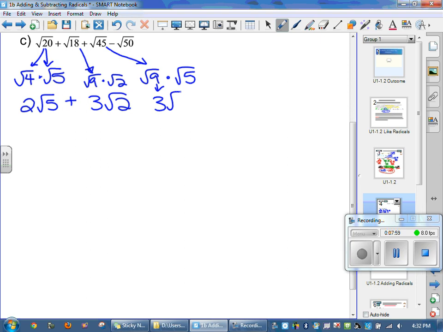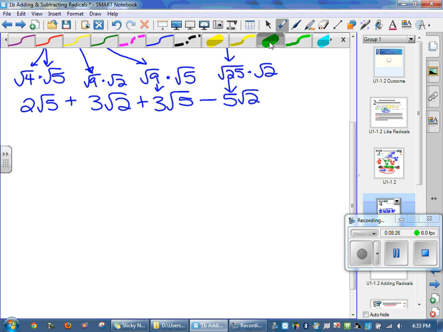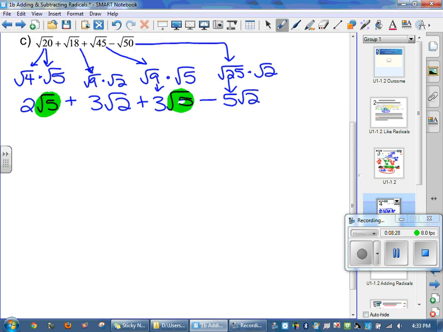Then I come to my very last section, which is root 50, and root 50 is root 25 times root 2. I break it down. Root 25 is 5. The root 2 slides over beside, and I'm subtracting that. So now I've written it down in the correct order. Now I can group together the like terms, or like radicals. So again, I have root 5 and I have root 5, so I'm going to add their numbers in front. I'm going to get a 5 root 5.